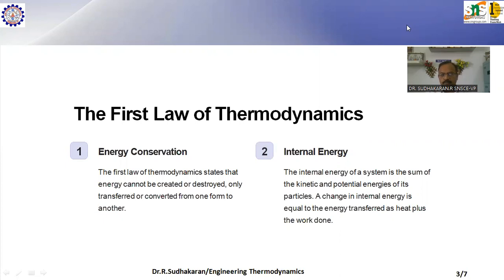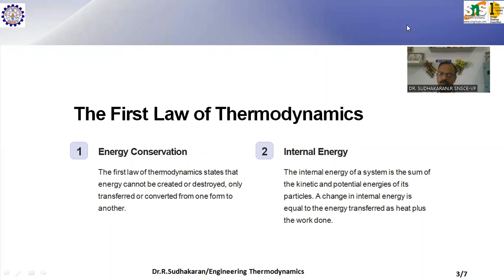A system is made up of a huge number of molecules. They are called particles, and each particle is in motion, and this motion creates intermolecular forces of attraction, due to which kinetic energy accumulates in the particles. And by virtue of its position, each particle also possesses potential energy. The sum of the kinetic energy and potential energy of the particles is called internal energy.